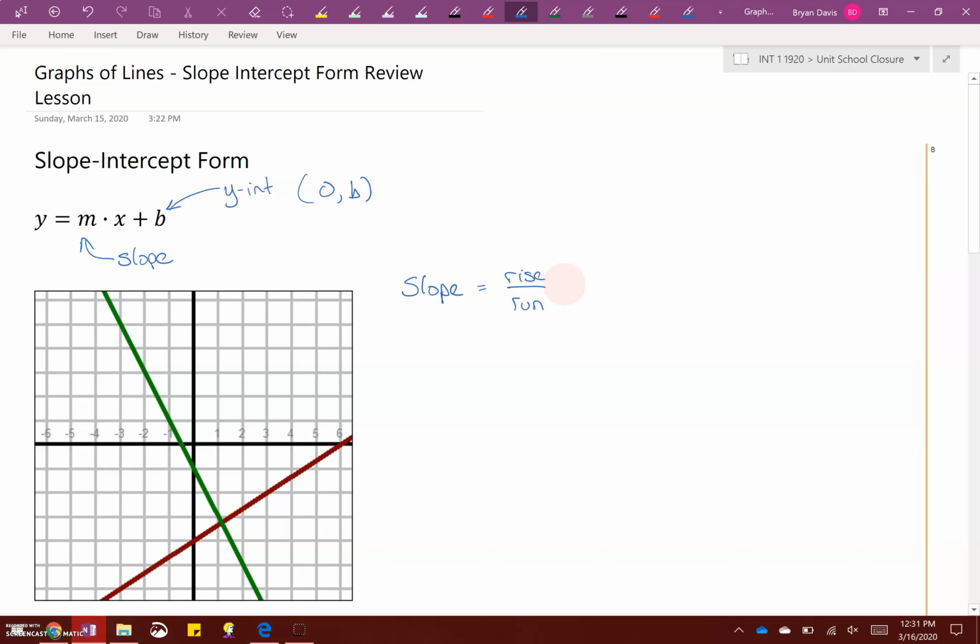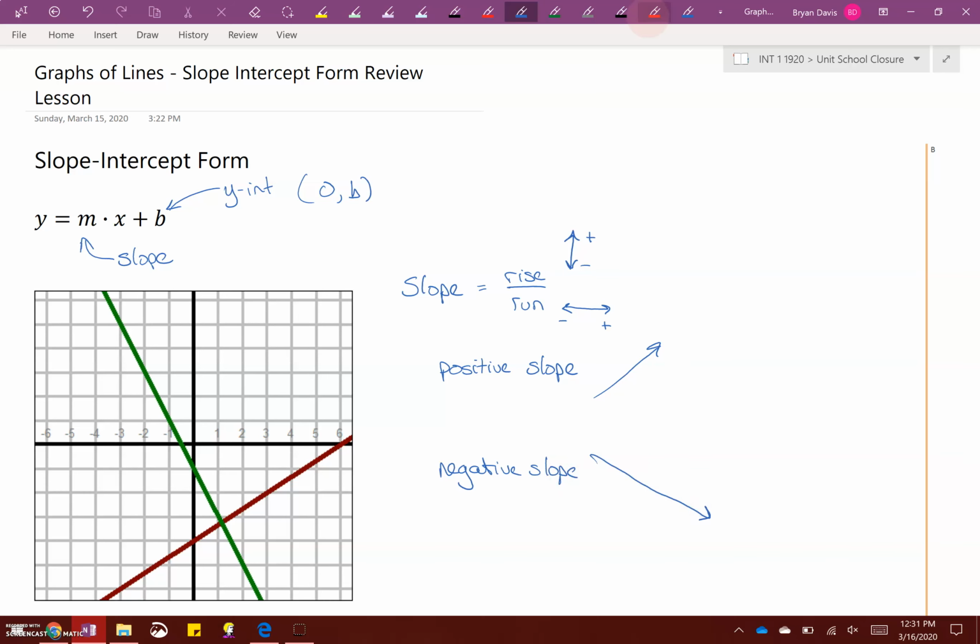A reminder, for rise, if we go up, it's in the positive direction. If we go down, it's in the negative direction. When I'm looking at run, I know when going to the right, it's in the positive direction. When going to the left, it's in the negative direction. Positive slopes, when read from left to right, will be going up, and negative slopes, when read from left to right, will be going down.